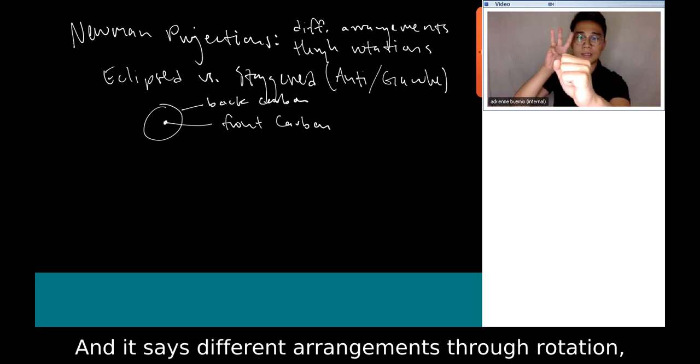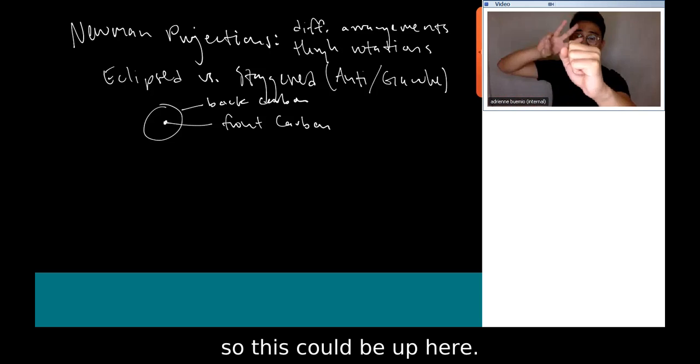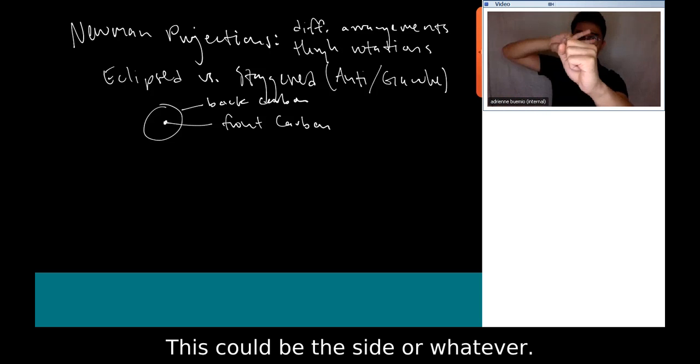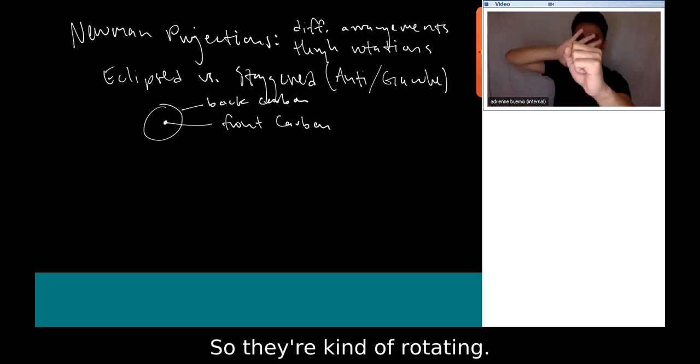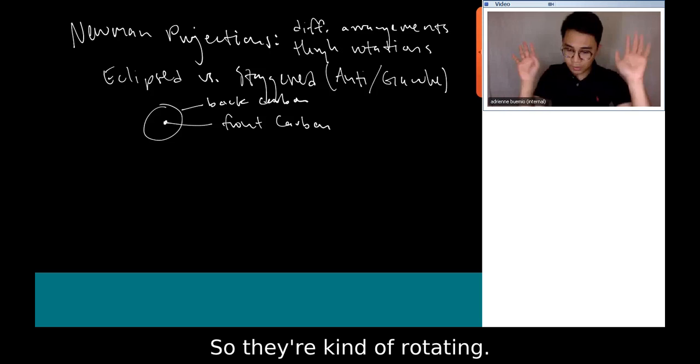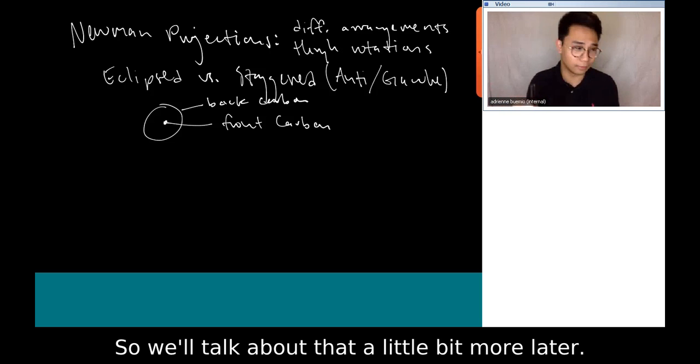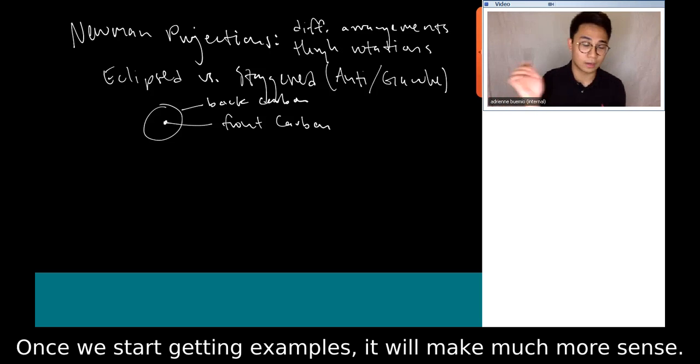And it says different arrangements through rotation. So this could be up here, this could be to the side, whatever, right? They're kind of rotating, right? So that's what that means. So we'll talk about that a little bit more later. Once we start getting examples, it'll make much more sense.